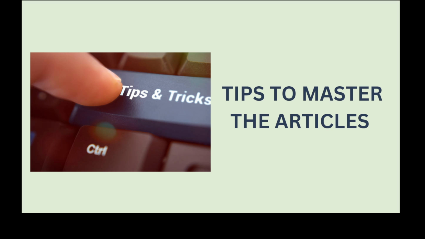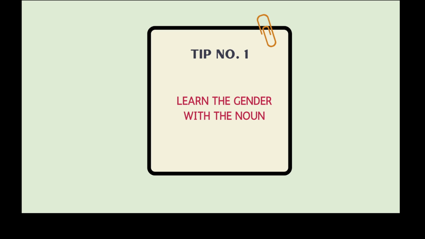Here are some tips and tricks for mastering German articles. Tip number 1. Learn the gender with the noun. Whenever you learn a new German noun, always make sure to learn its gender at the same time. This will help you associate the noun with its corresponding article from the beginning.